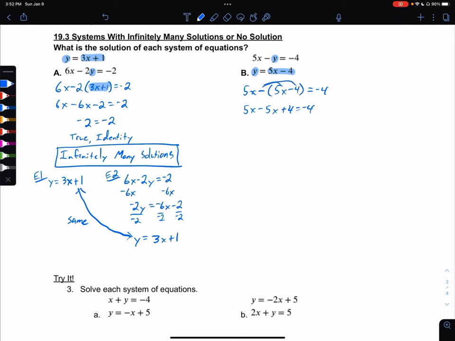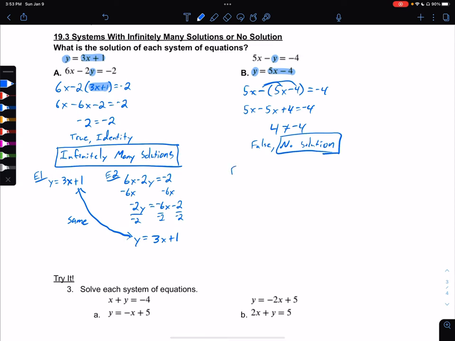So the 5x minus 5x cancels out, and we're left with 4 equals negative 4, which is not true, right? So that is a false statement. So that means that there is no solution. Right? And that's it. We would just say that there is no solution to this one because that is a false statement. 4 does not equal negative 4. And again, if you remember based on graphing, when we have no solution means our two lines are parallel to one another and they have different y-intercepts.